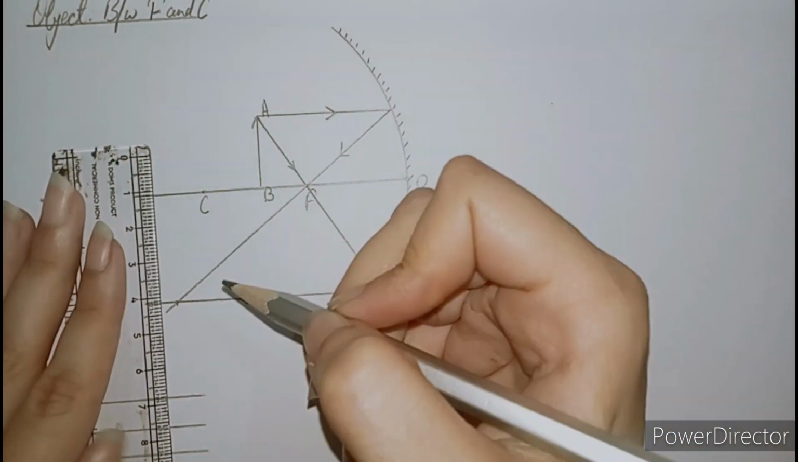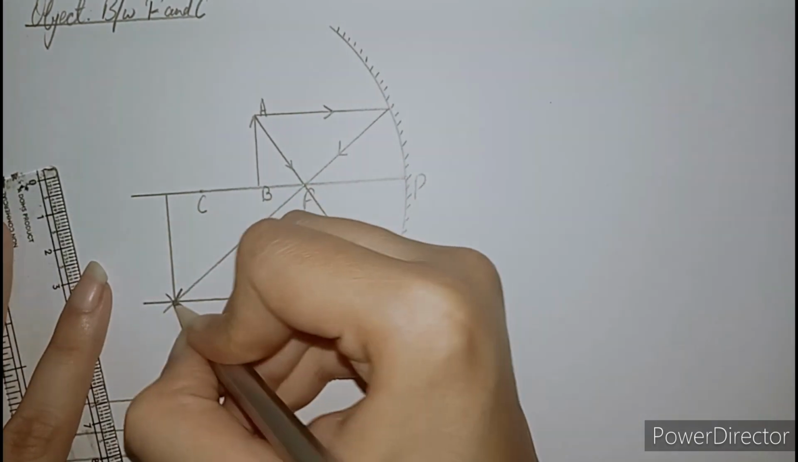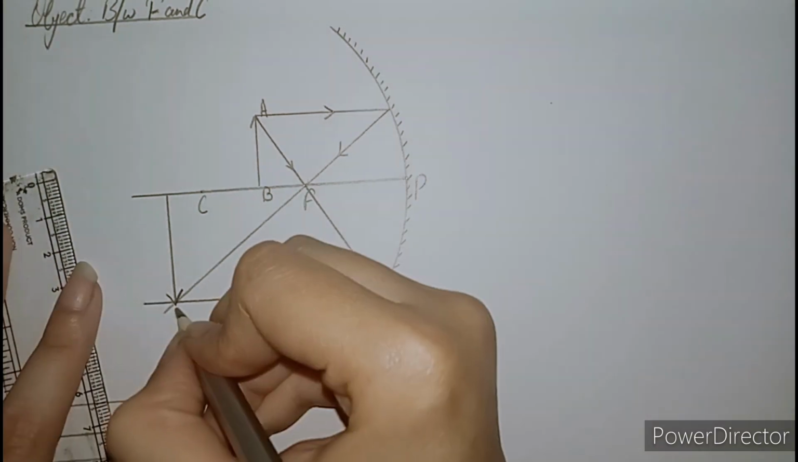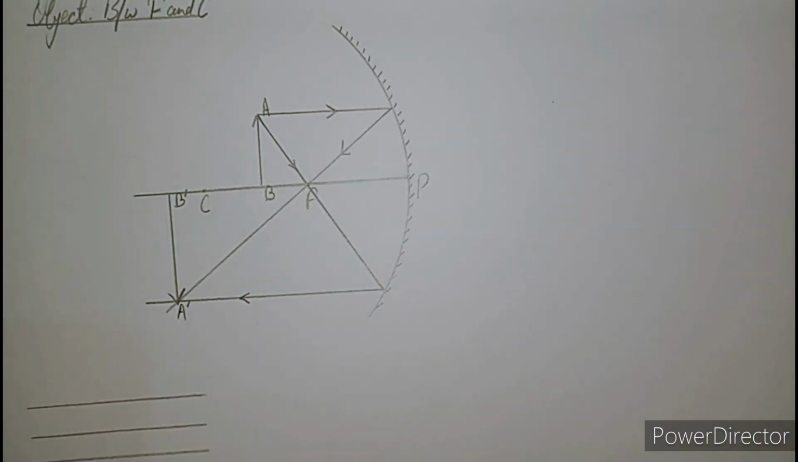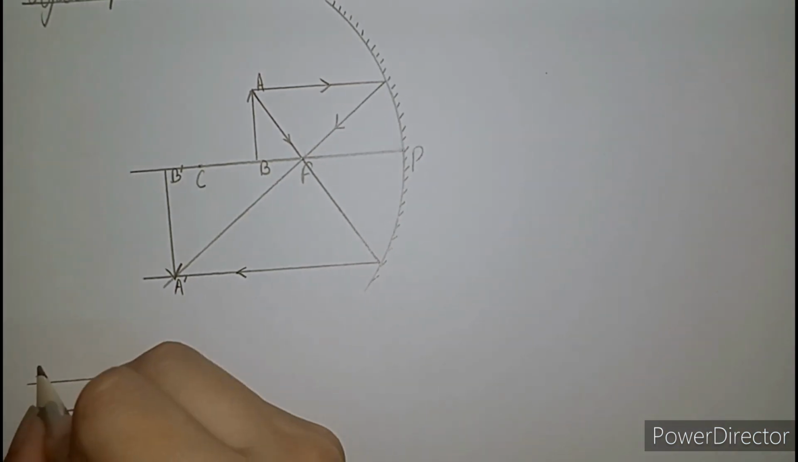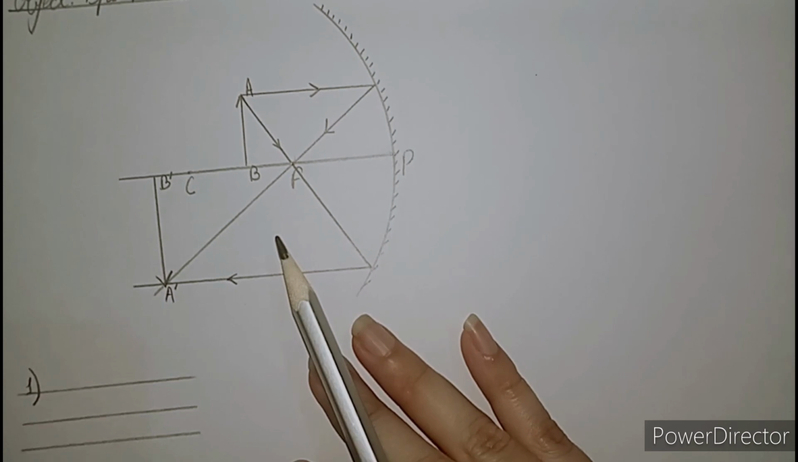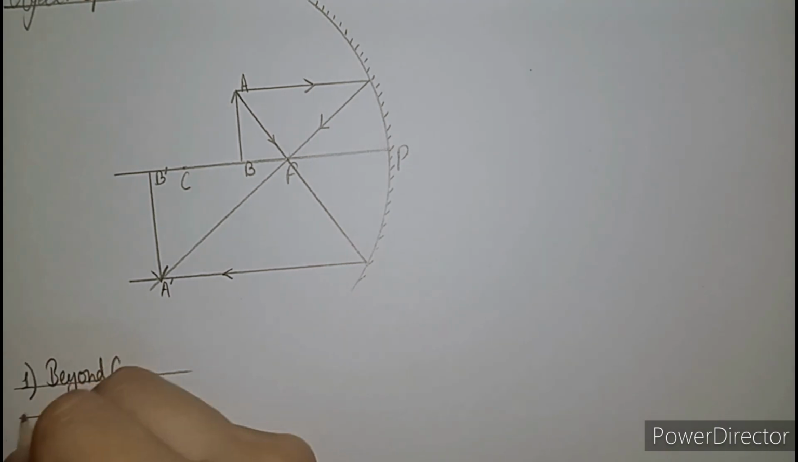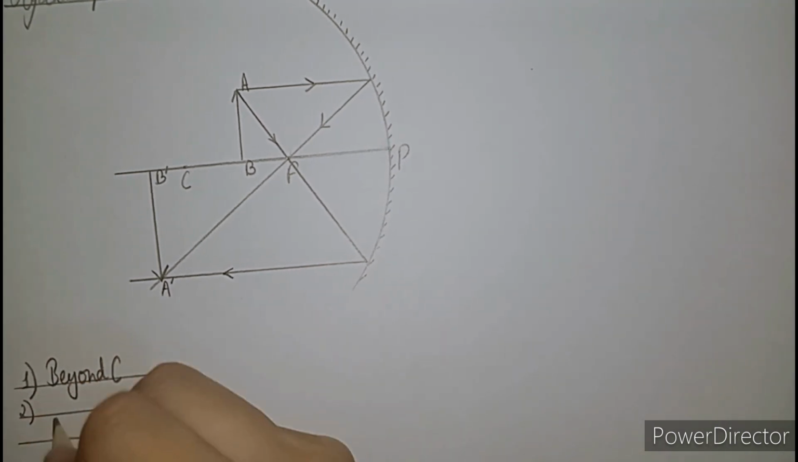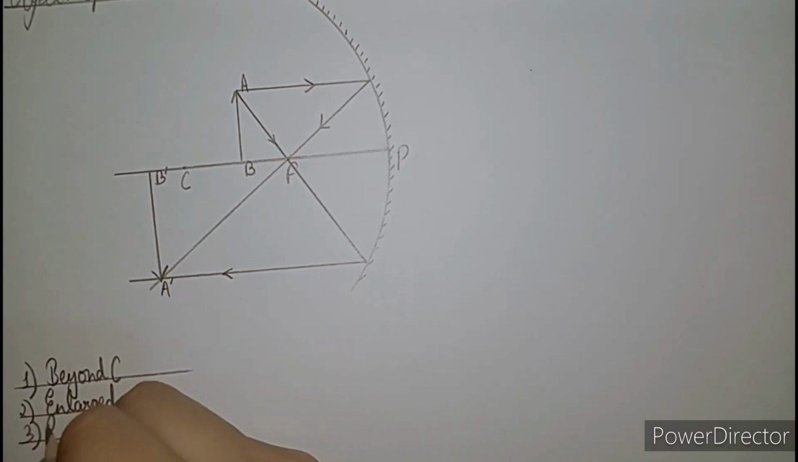The two rays are meeting at this point, and where my two rays meet will give me the image. I have drawn the image where my two rays were meeting. Name the image as A dash, B dash, and you could easily recognize that the size of the image has been increased. So the three points go like this: the very first, the object was between F and C, and the image is beyond center of curvature. So the image is beyond C. The second point we need to notice is that the image is enlarged, the size has been increased. And the third point, the nature, that it is real and inverted.